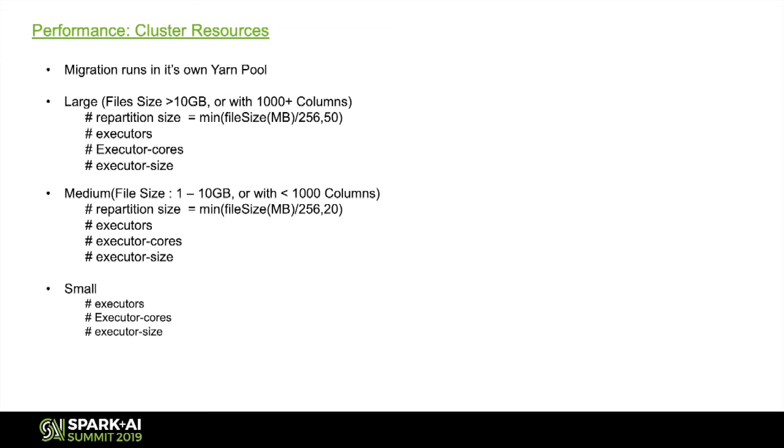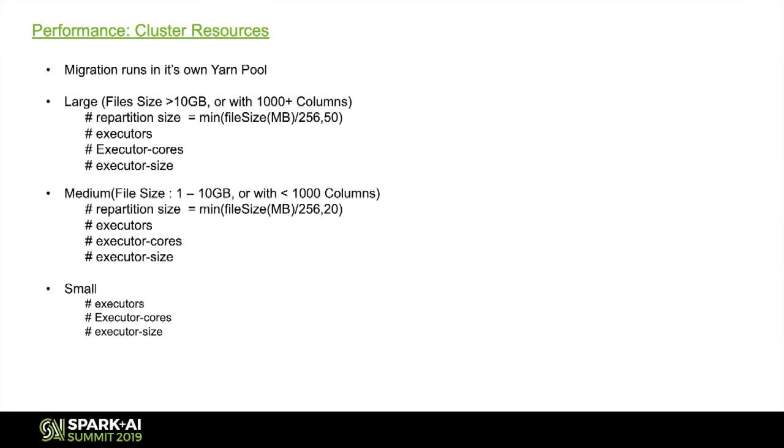To handle that, what we did is we said, okay, let's create a repartitioning. Let's introduce the repartitioning, and every time the file size is greater than 10, whatever is the minimum of file size in MB divided by 256 or 50, whichever number is smaller, just create as many files when it's writing to the HDFS.